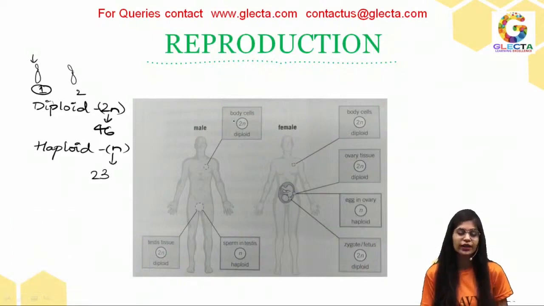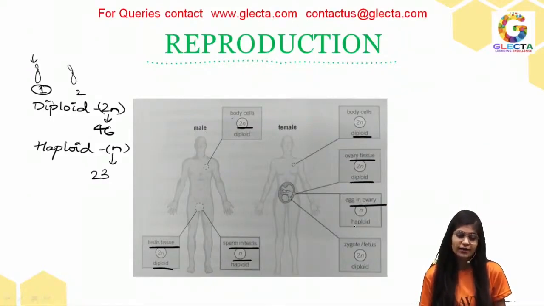So if you see, the male body is diploid, made up of 2N cells. On the other hand, the testes tissues where your sperms are actually forming are also diploid, which means 2N. The sperms in the testes are haploid, which means a single N having 23 chromosomes. Here in the body of the female, the body cells are diploid, 46 chromosomes. Ovary tissues are also diploid, 46 chromosomes. Your eggs in the ovary, which is your ova, are actually haploid, which is N, 23 chromosomes, and your zygote or your fetus that has been formed will be diploid, having 2N, which means 46 chromosomes.